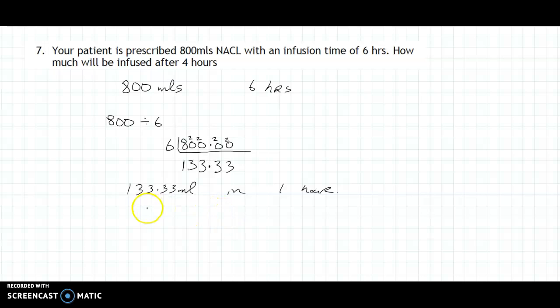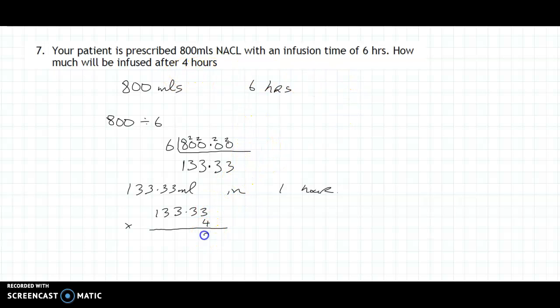So to get 4 hours, we multiply our figure there by 4. 133.33, multiply that by 4. Alright. And so I just wanted 2 decimal places there. It's reasonable. It doesn't say anything about decimal places or the nearest whole number there.